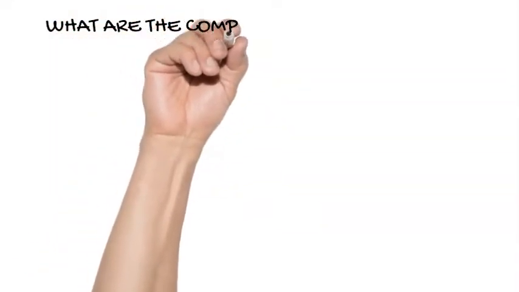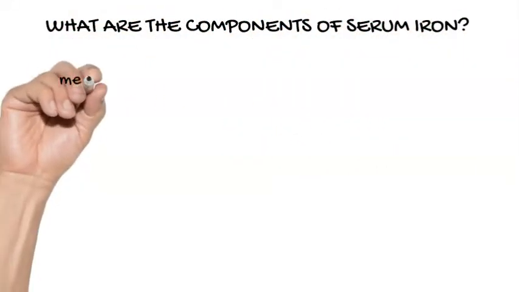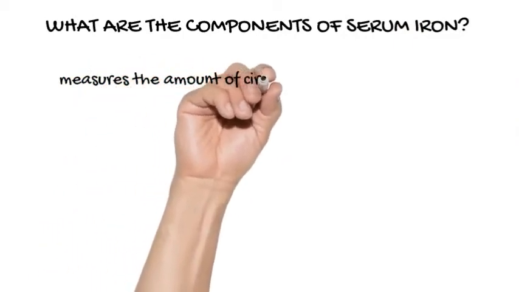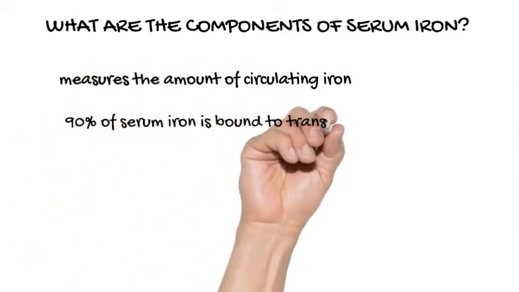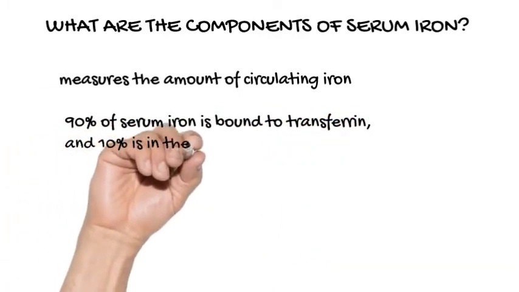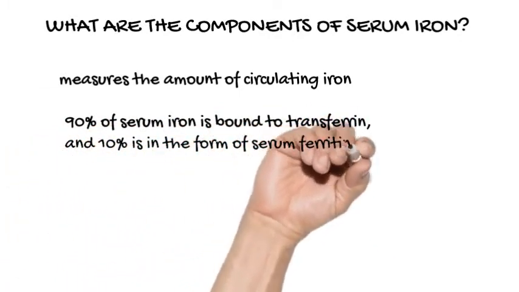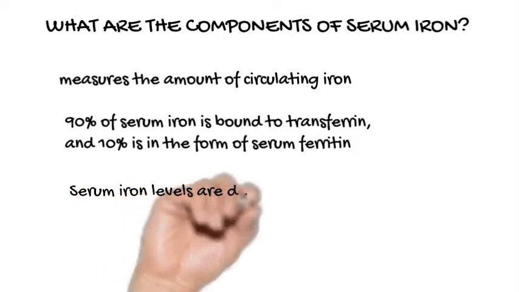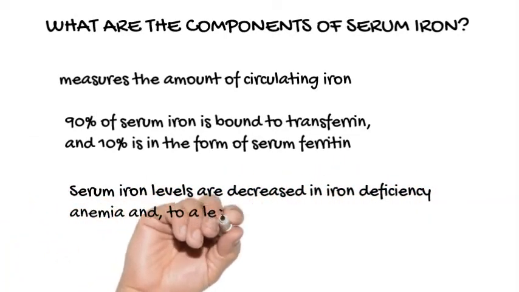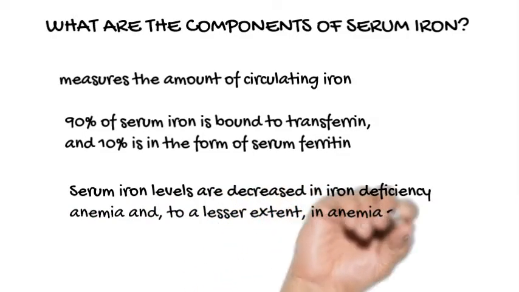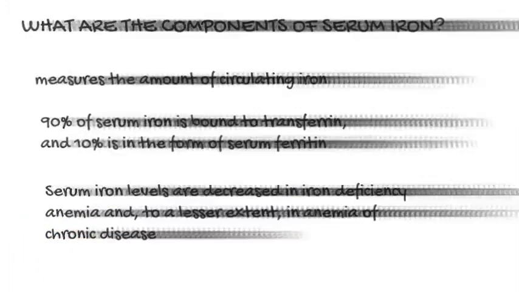What are the components of serum iron? Serum iron is a medical laboratory test that measures the amount of circulating iron. 90% of serum iron is bound to transferrin, and 10% is in the form of serum ferritin. Serum iron levels are decreased in iron deficiency anemia and, to a lesser extent, in anemia of chronic disease.